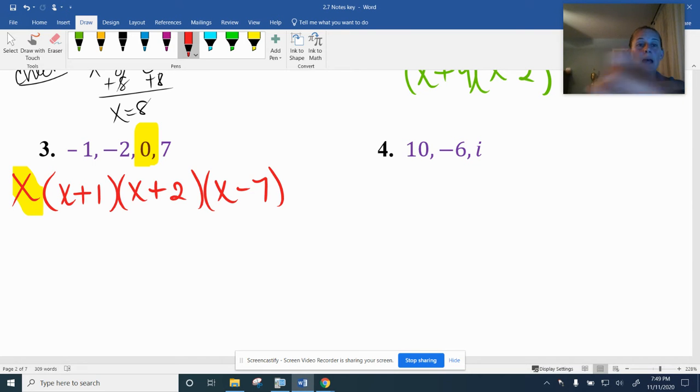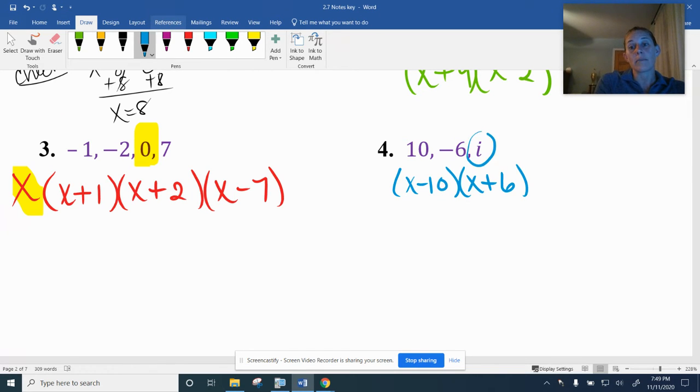And then finally, this last one here, we have x minus 10 and x plus 6, but you'll notice that there's this imaginary i here. Now remember, even though they're only giving us one i, which you might think is x minus i, they always occur in a conjugate pair. So that means you also have another zero, even though it's not listed, of negative i, and then that factor would be x plus i.